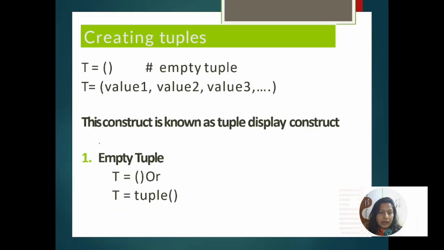Okay. And how do we create a tuple? Like a list. The concepts are very similar for list and tuple, but the only difference is list is a mutable data type, but the tuple is an immutable data type. Okay. And here also we are creating the empty tuple. After that, you are giving the value. So this construct is known as the tuple display construct. The meaning of construct here is nothing but we are using the bracket here.